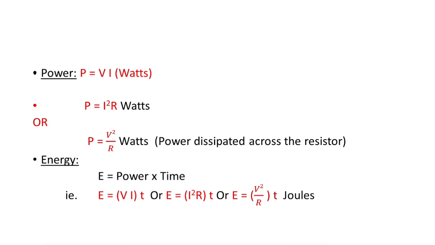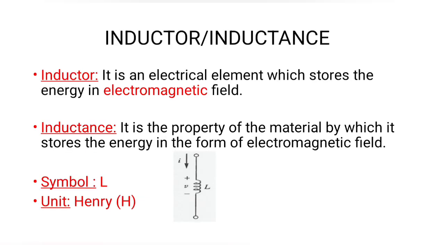And energy is the product of power and time. Power, as we know, is V into I, or I square R, or V square by R. When it is multiplied by the time t, we get the energy equation, and it has the unit of joules. Our next passive element is inductor, and the inductor is an electrical element which stores energy in its electromagnetic field. And the property of that material by which it stores the energy in the form of electromagnetic field is called inductance. The symbolic representation is given here in the picture.